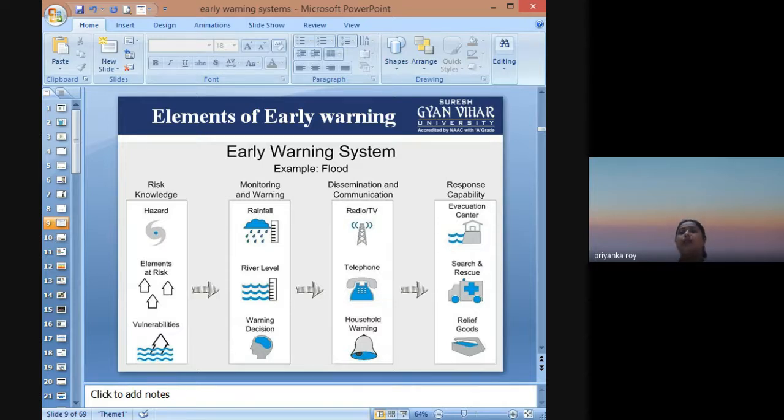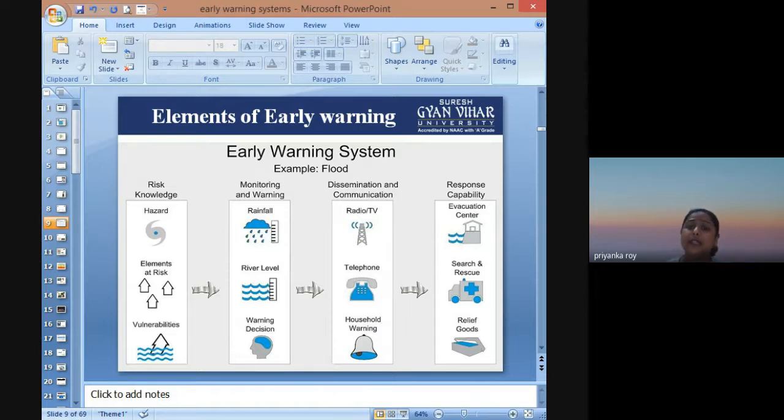Then the next element is dissemination and communication. Once you have decided to issue a warning, through radios, mass media, technology and tools, we can reach the masses to warn them that there is an upcoming disaster or hazard, through telephone, or through a siren or alarm system installed at a particular place that can work as an early warning system.